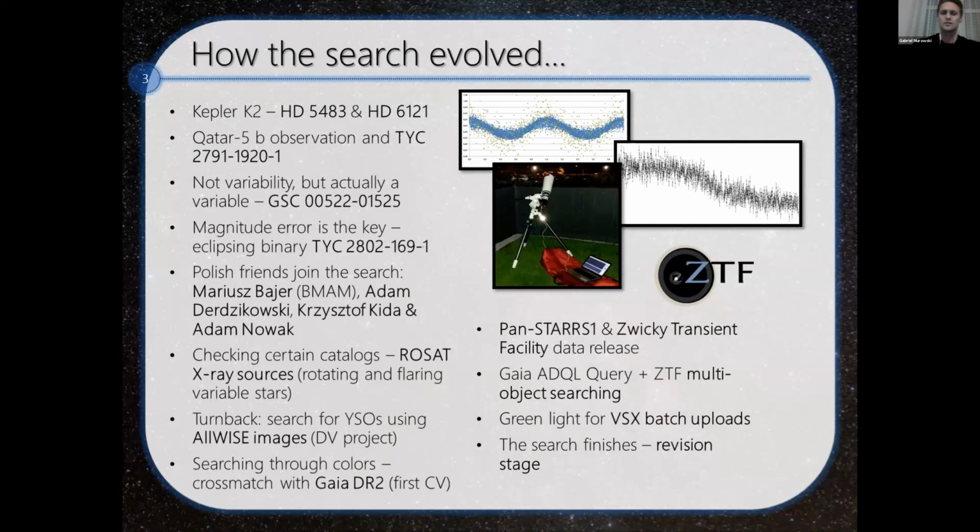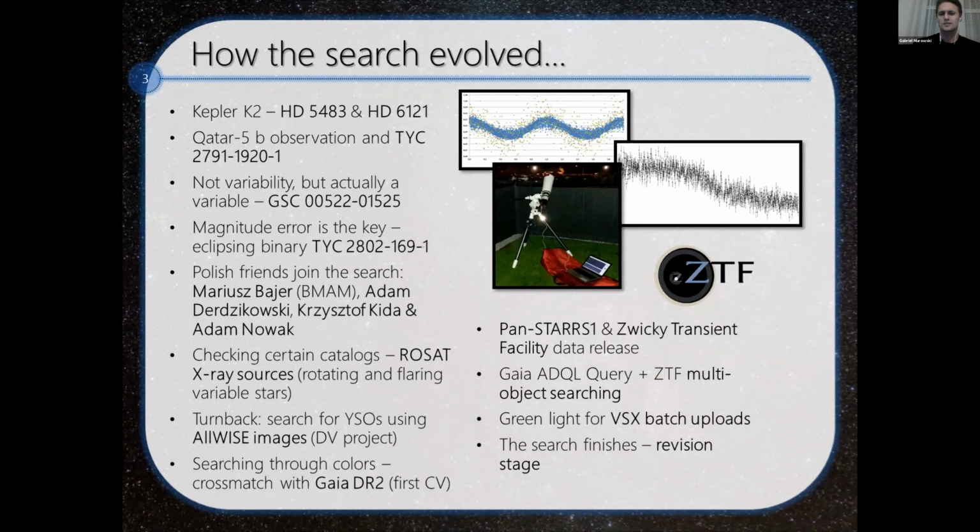Soon after that, I was looking for more ways to discover a variable star without observing. So this was just the data mining method. And soon after that, a few of my friends joined the search with me: Mariusz Bayer, Adam Derdzikowski, Krzysztof Kida, and Adam Nowak, who is with us right here. With us, there's also Miłosz Puszyński, who also recently joined the search. And we in Poland try to find something really interesting. We are all amateurs and we try to do something for astronomy from the amateur side.